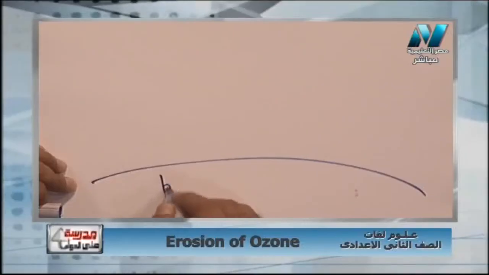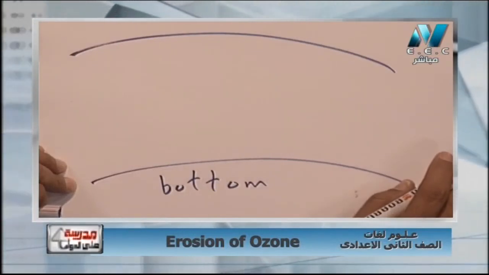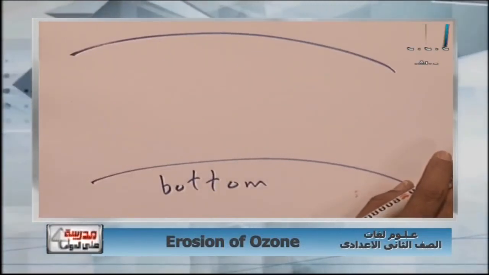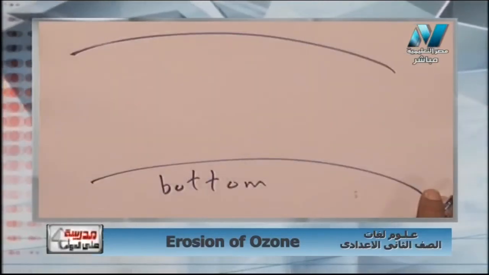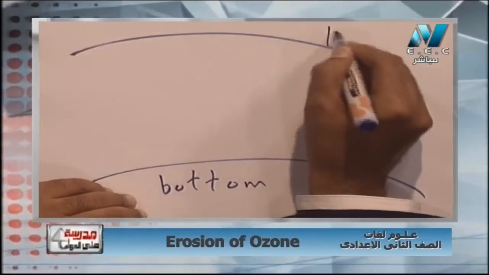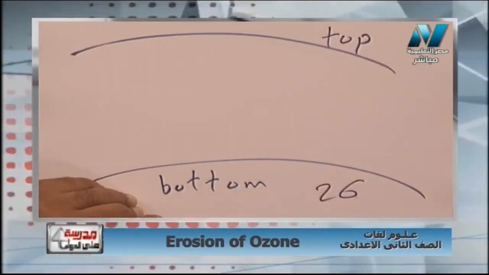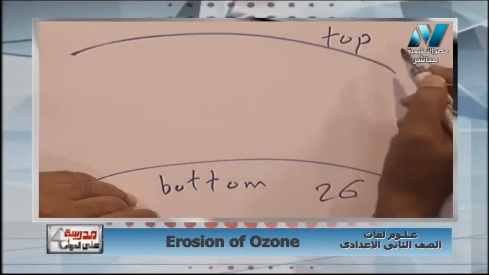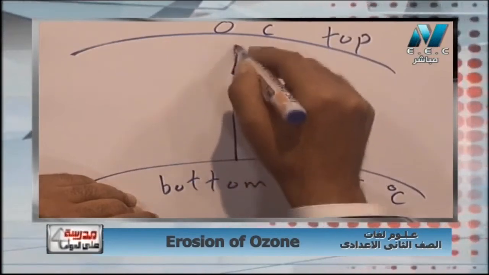But now another one. If there is no height and he needs height, what can I do? If he gave me temperature at the bottom, okay, excuse me, the first one is 19.5, I'm so sorry, not 9. Bottom, and this is the top, at the top, and here it is 26, and there it is 0. And he needs me to get height.